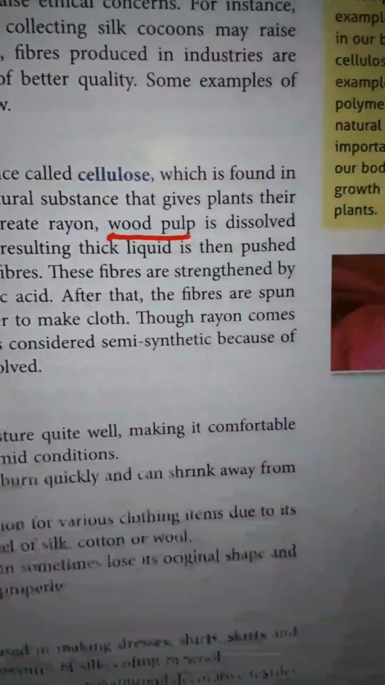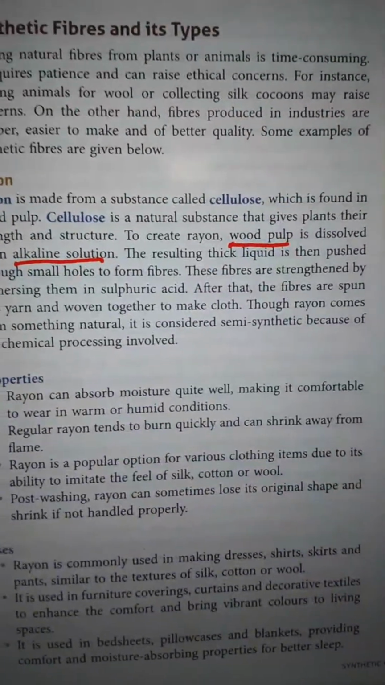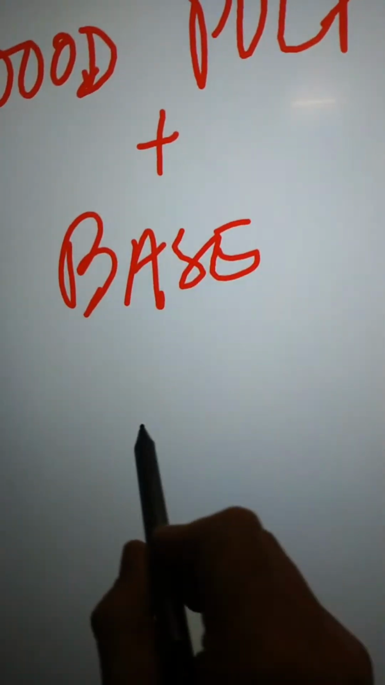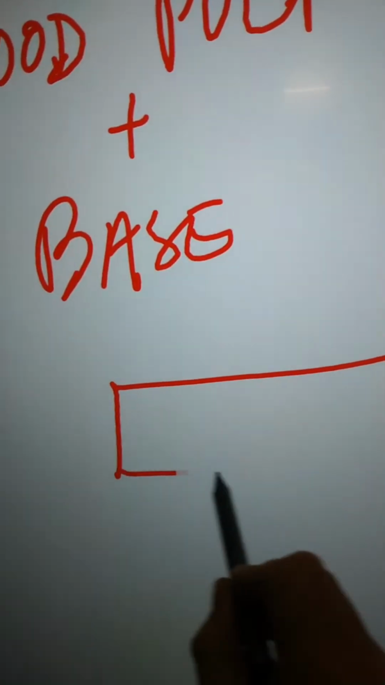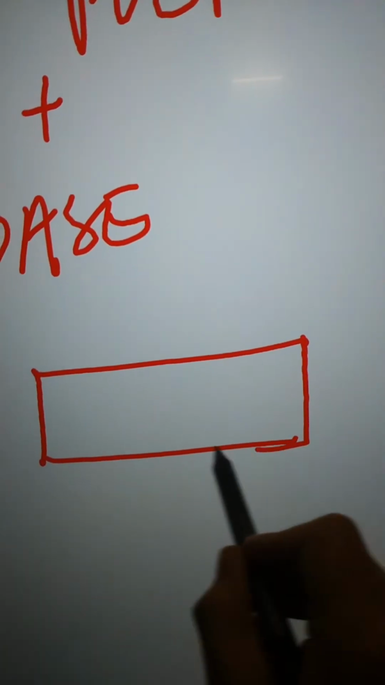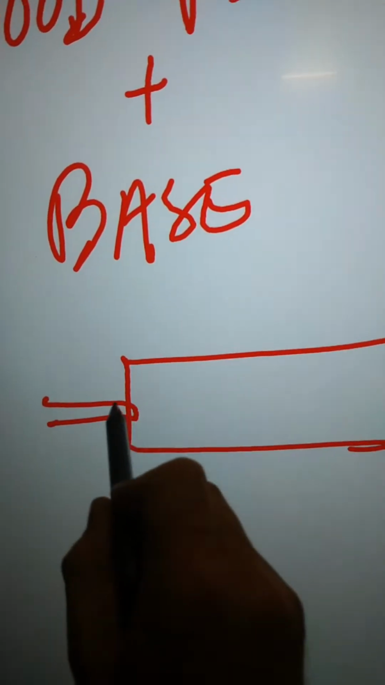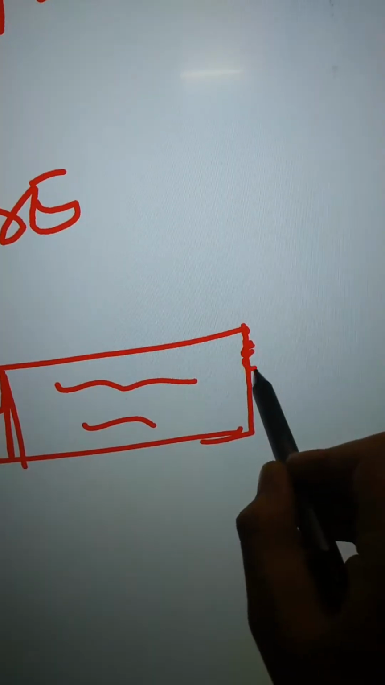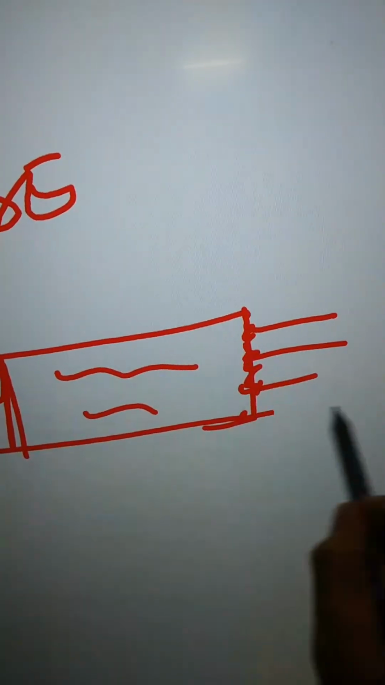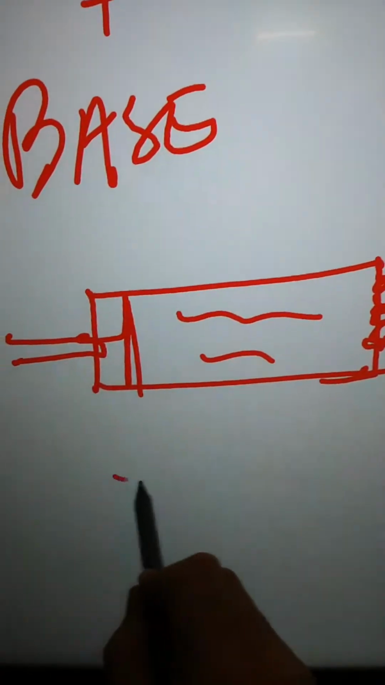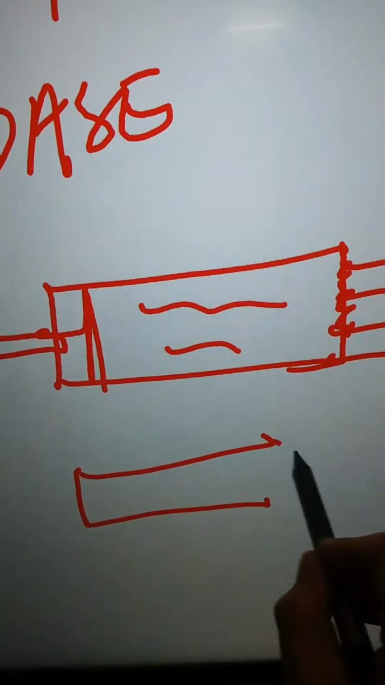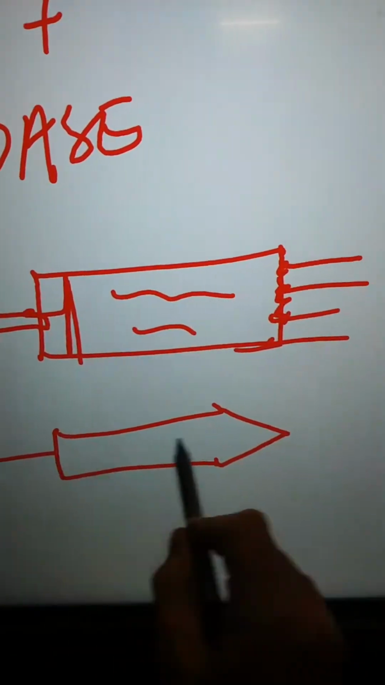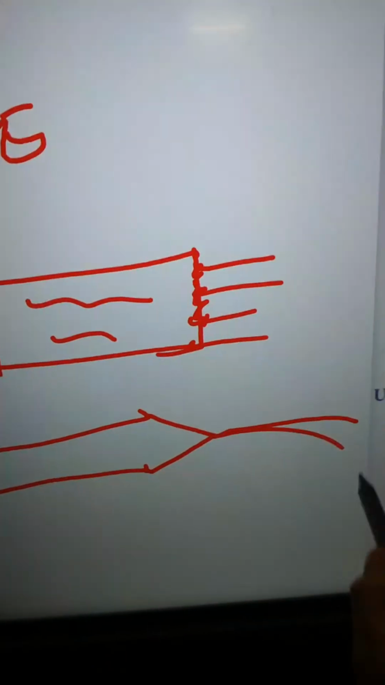It forms a thick liquid which is then put through small holes to form fibers. It means you get a liquid. This liquid is kept in a container, and in this container you apply pressure from one side and the liquid is filled inside. There are small holes at the top and the liquid comes out, just like you have got this device. All of you must have seen this. What is this picture? So when you push, the liquid comes out.